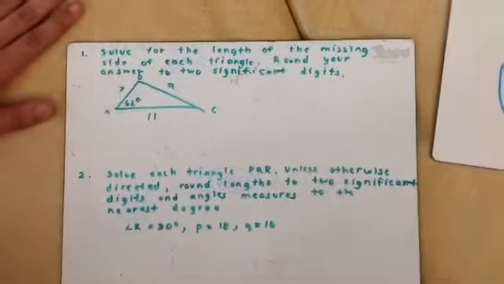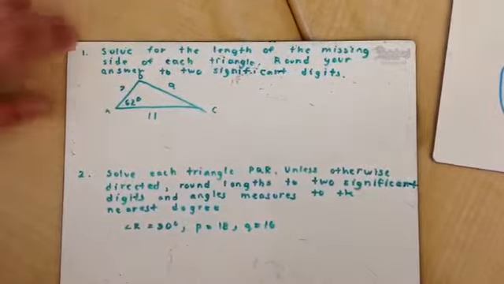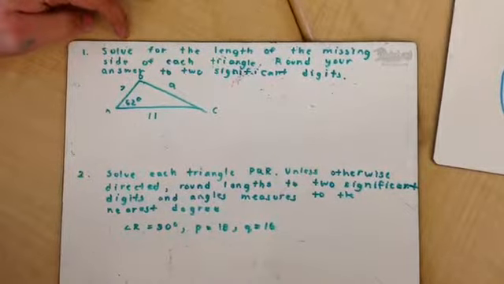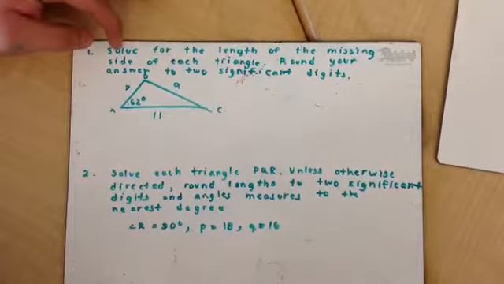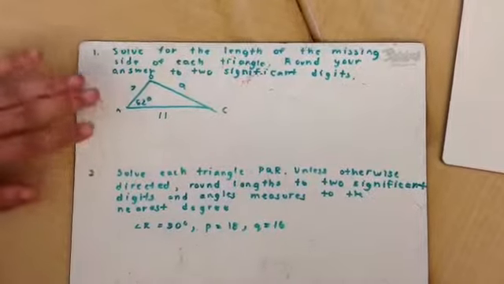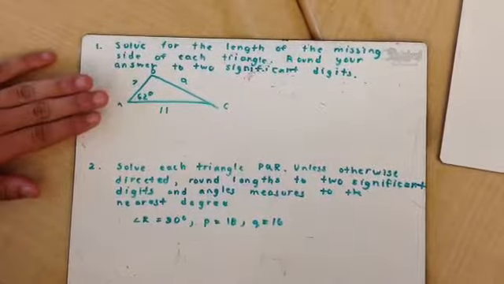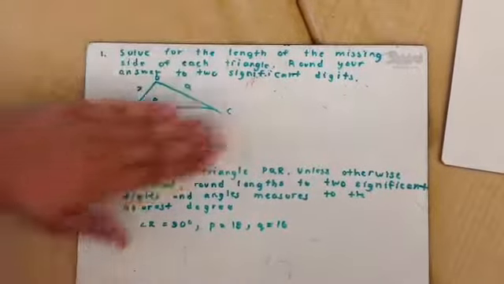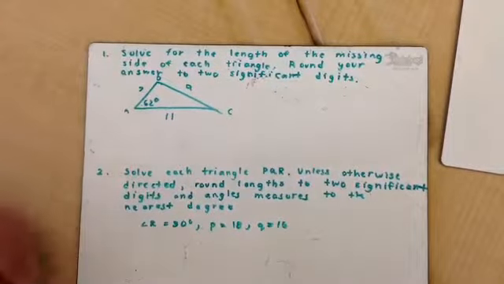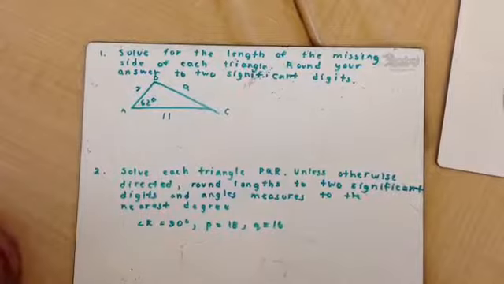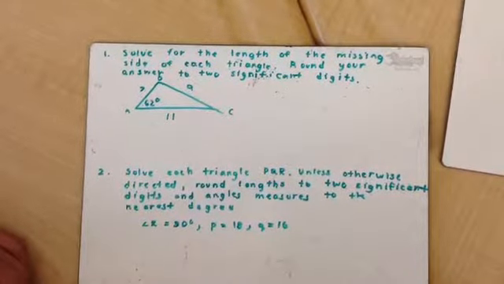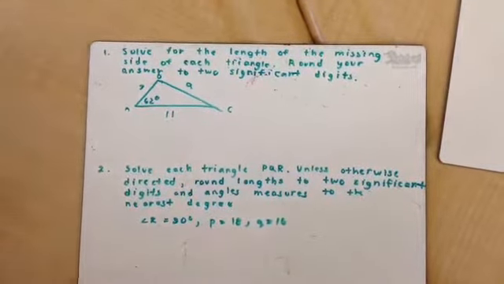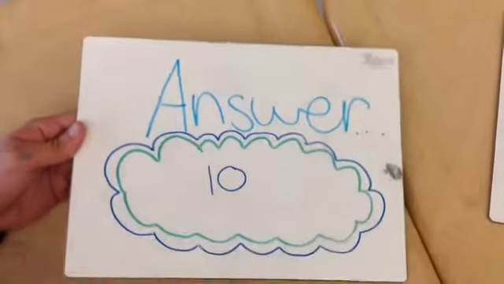Now we're on to the practice problems. Number 1 says, solve for the length of the missing side of each triangle. Round your answers to two significant digits. So this is our triangle right here. So now you have to try to find all the missing measures of the triangle. You guys have 10 minutes to work on this problem. Ready, set, go.